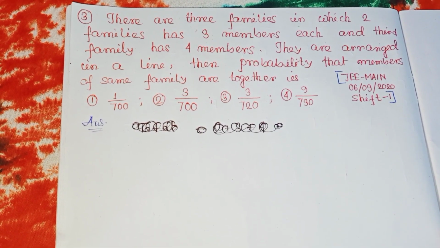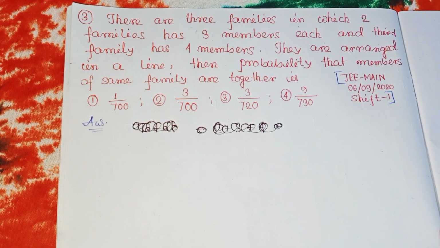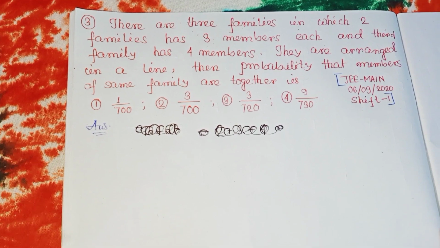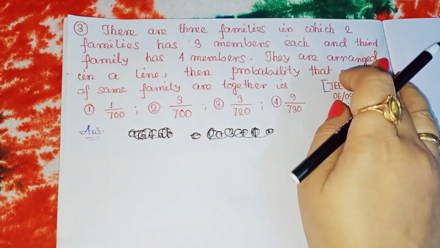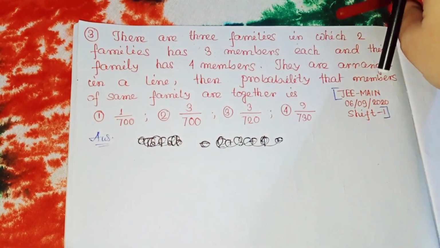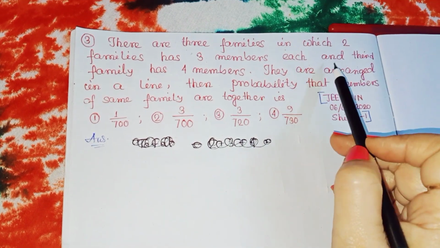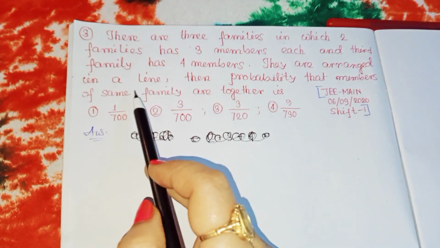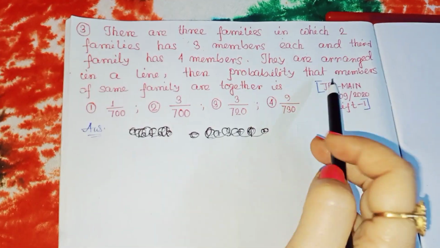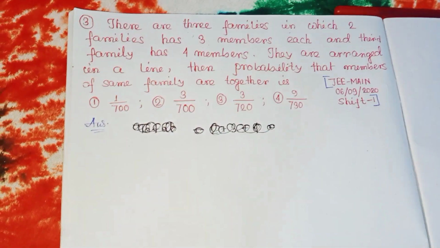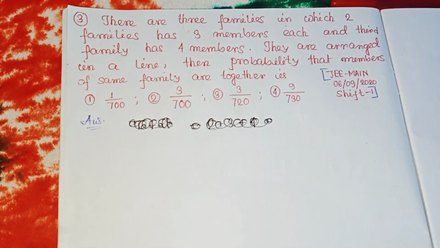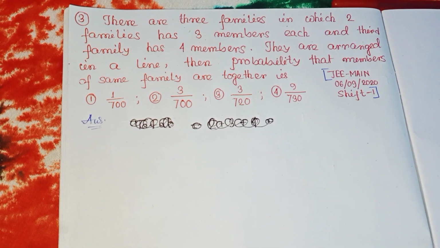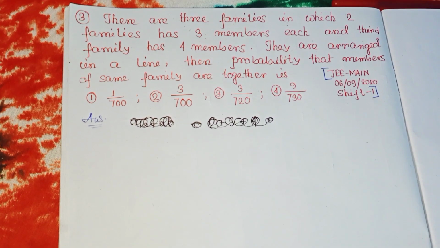Today we solve JEE Main Shift 1, 6th of September 2020, question number 3. There are 3 families, in which 2 families have 3 members and the third family has 4 members. They are arranged in a line. Then the probability that the members of the same family are together, in 4 options, are given. This is a question in the house of probability, and it's a memory based question.